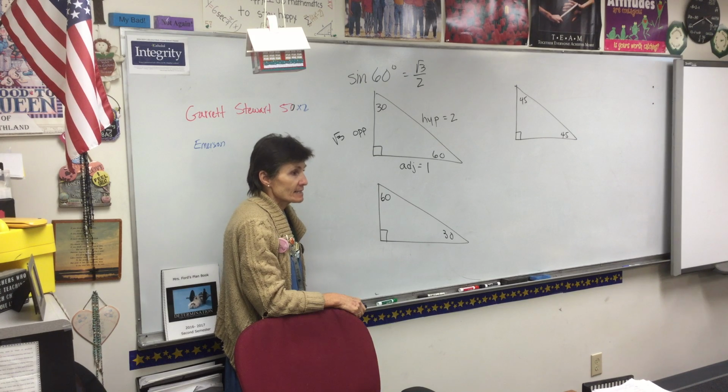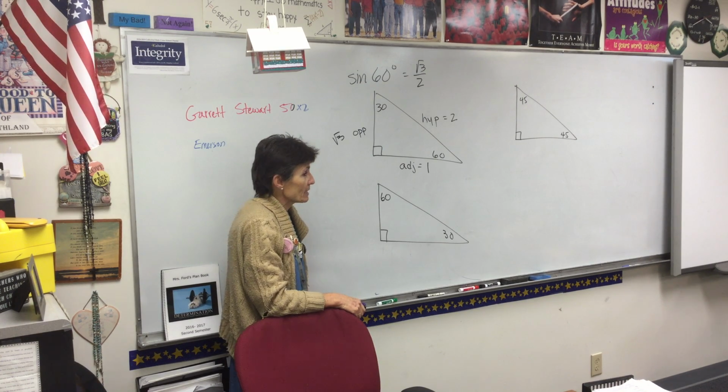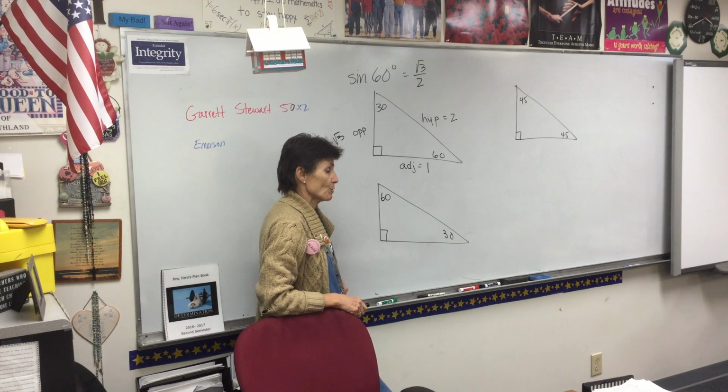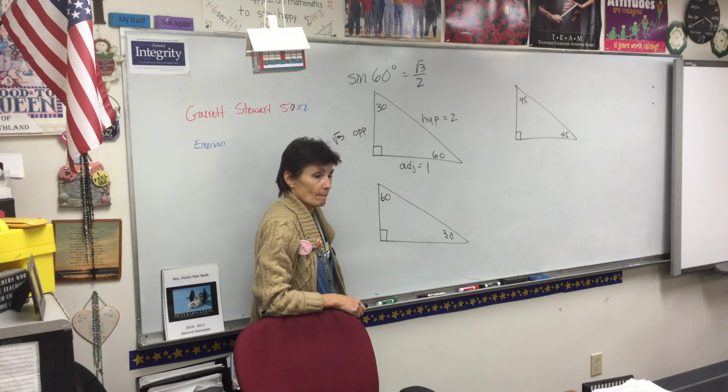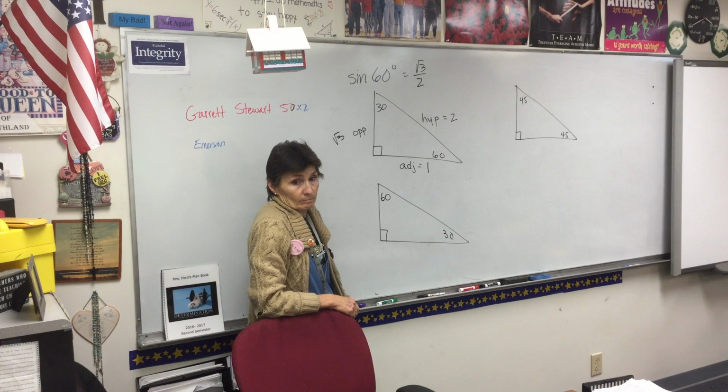Now, get your calculators out and type sine 60. You're going to press sine 60. Now, it ain't going to say √3/2. It's going to give you a decimal. Is that decimal the same as √3/2? No, it's not exact.